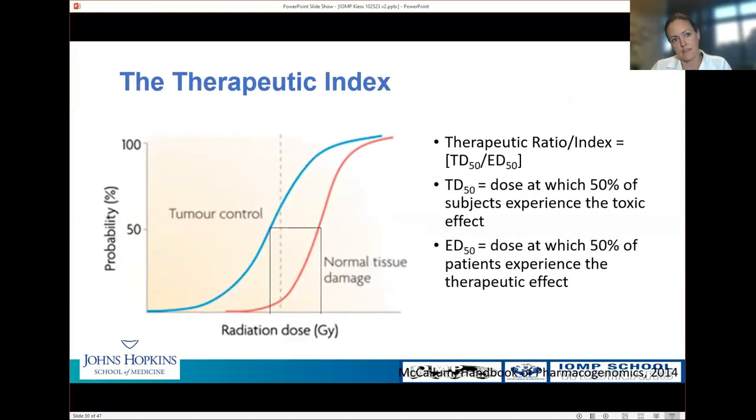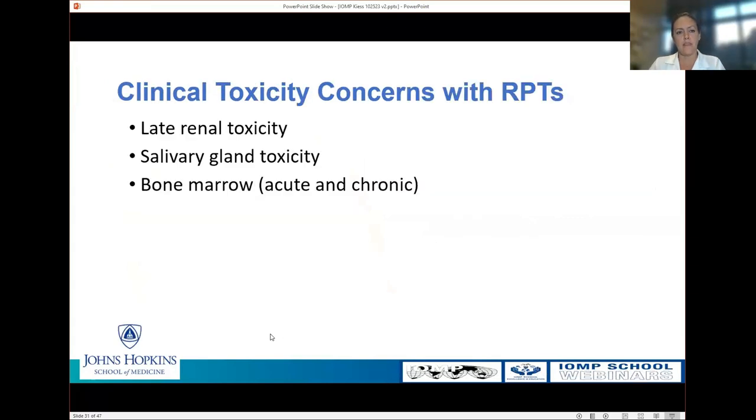So this brings up the topic of the therapeutic index. As we increase radiation absorbed dose to the tumor, we get increased tumor control. But we also know that as we increase radiation absorbed dose to normal tissues, we have an increased probability of normal tissue damage. And so we're trying to maximize the therapeutic ratio or index in each of these therapies. The specific clinical toxicity concerns that have been discussed with most recent RPTs include late renal toxicity, salivary gland toxicity, and acute and chronic marrow toxicity, among others.